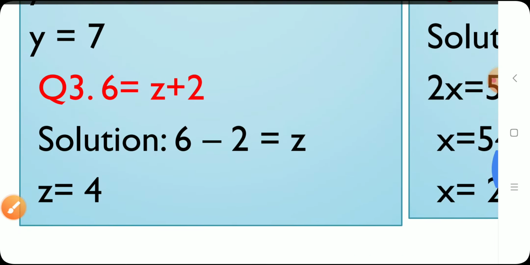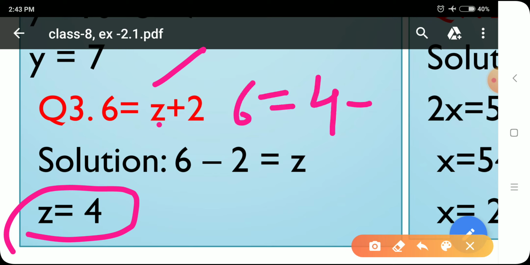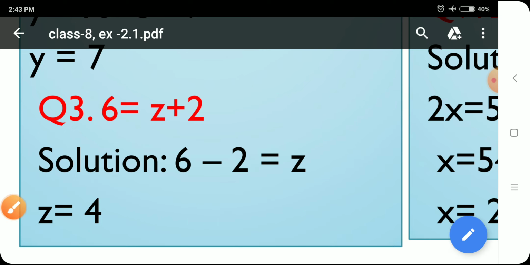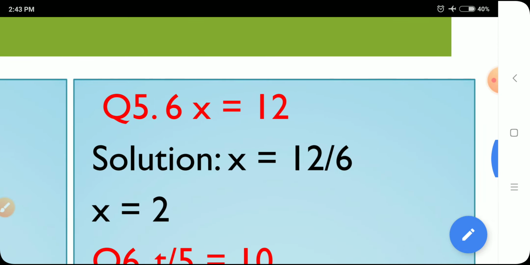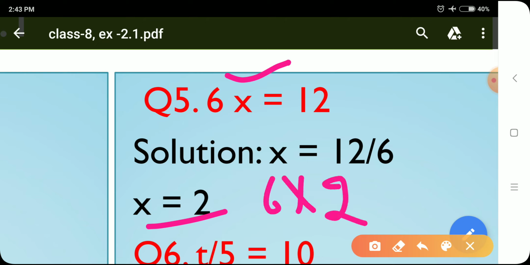In this part also, your answer is z is equal to 4, so you put 4 here, and 6 is already given. If you put z is equal to 4, you will see it is also 6, so the left hand side will become the right hand side, therefore z is equal to 4 is correct. In a similar way you can put x is equal to 2 in your question, and you see that your answer is correct. 6 into 2, if you put x is equal to 2 here, you will get 12, and the left hand side is equal to the right hand side, therefore it is correct.